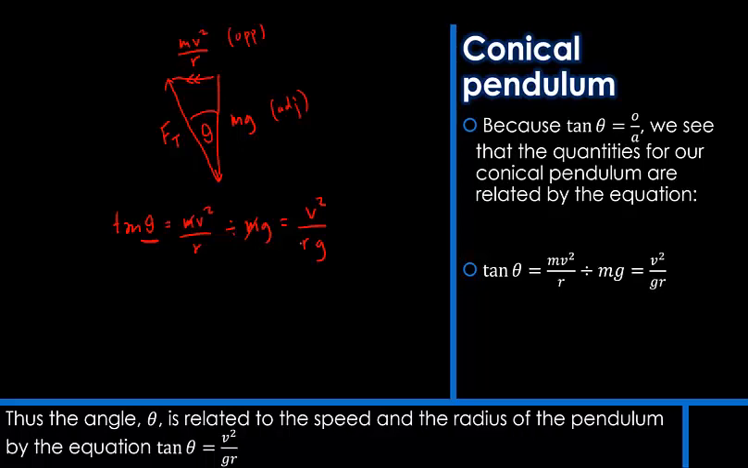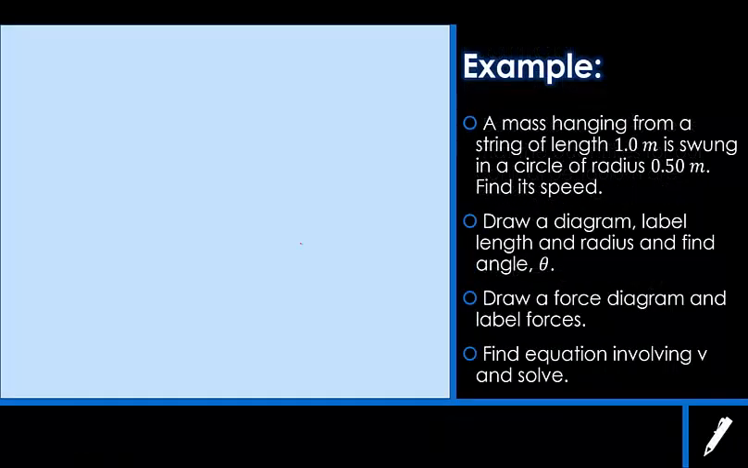Let's have a look at how we can apply all of this thinking. So we have a mass hanging from a string of length 1 meter, and it's swung in a circle of radius 0.5 meters. And we are asked to find its speed. So let's just draw that situation. We have a mass hanging like this, and the length here, L, is equal to 1.0 meters, and it's swinging in a circle like this, and the radius here, R, is equal to 0.5 meters. And we can draw a vertical line here, and we can call this angle here theta.